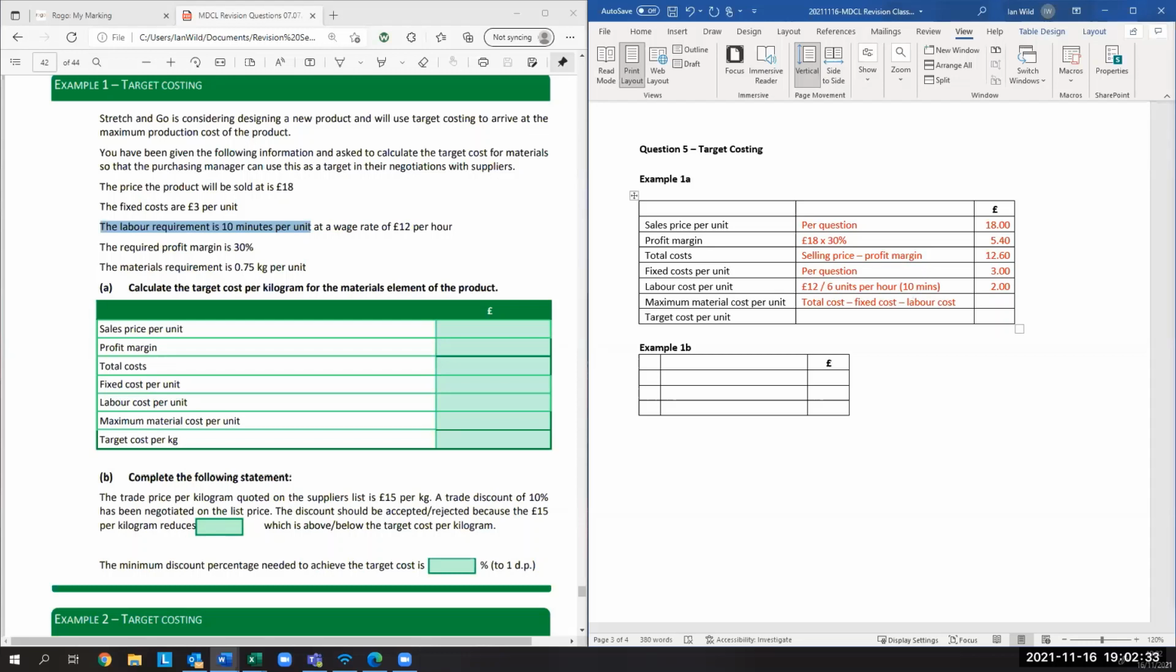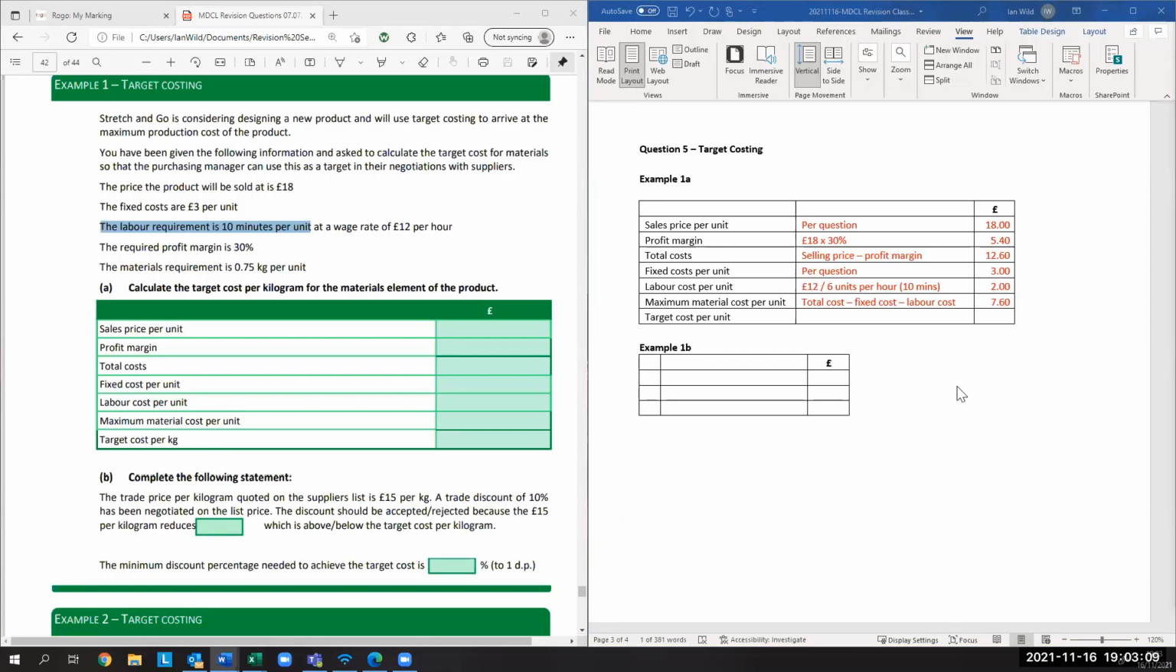So that's 1260, take away 3, take away 2, and that gives us a maximum material cost of £7.60. So really, once we have our total costs, we take off our fixed costs, we take off our labour costs, and that gives us the maximum amount that we have left to spend on our material. Okay, so we're back to maths, aren't we? We've just worked this out all the way down, and everyone was jumping straight in there, so that's great.